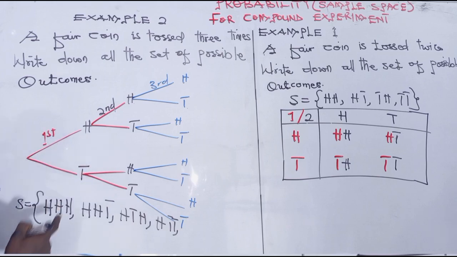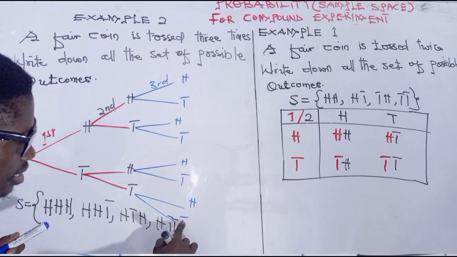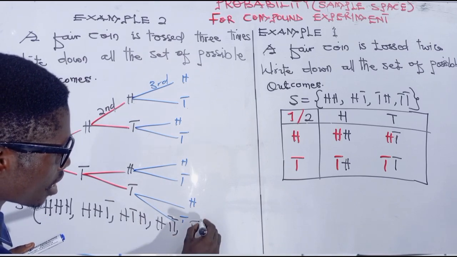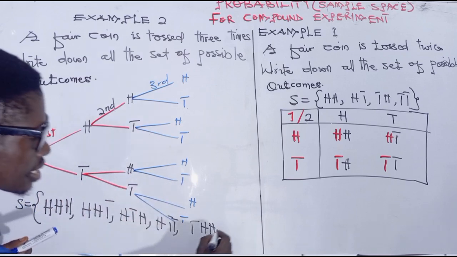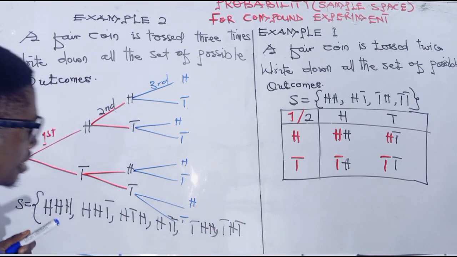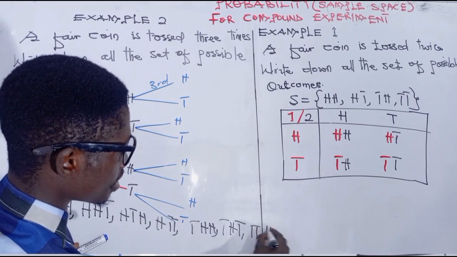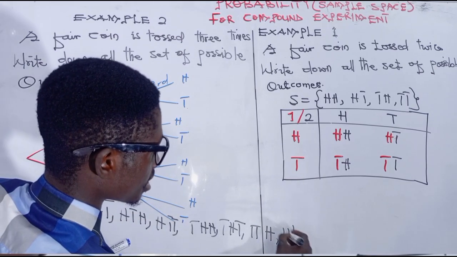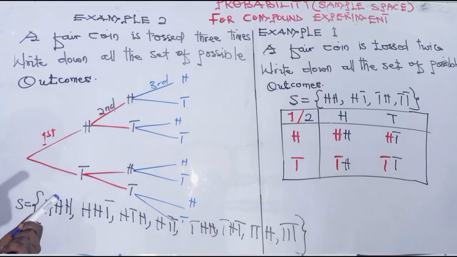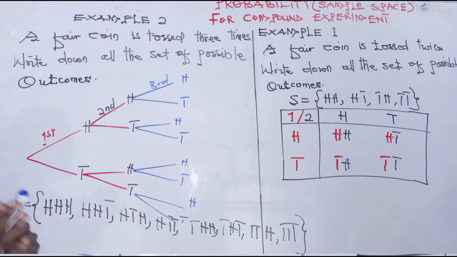So we are done with the head side. Let's move on to the tail side. We have tail, head, head. Then we have tail, head, tail. Then we have tail, tail, head. And then we have tail, tail, tail. So these are all the set of possible outcomes when a fair coin is tossed 3 times using the tree diagram.